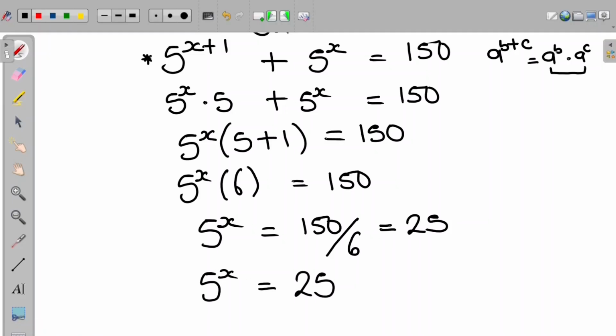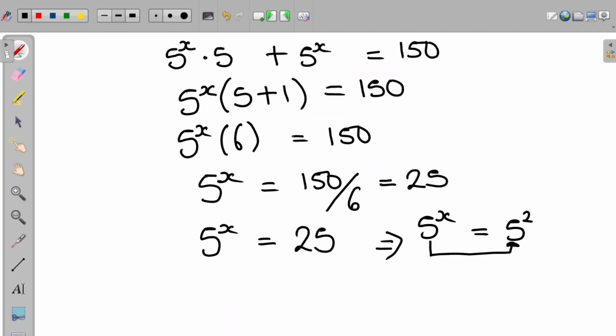Now we have to express 25 in the base of 5. So we have it that 5 raised to the power of x equal to 5 raised to the power of 2, because 5 squared is 25. So since the bases are the same, the index or the powers also should be the same. So therefore x is equal to 2.